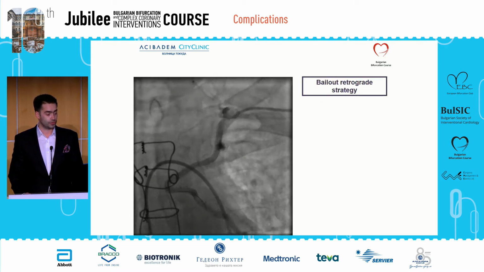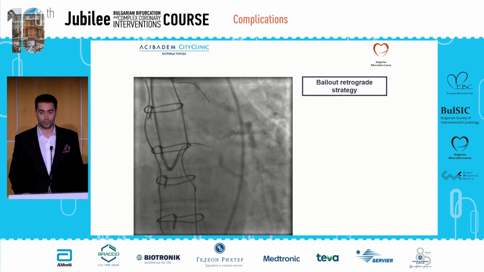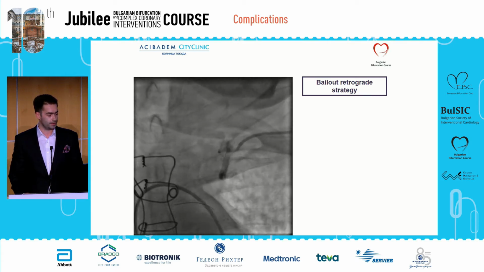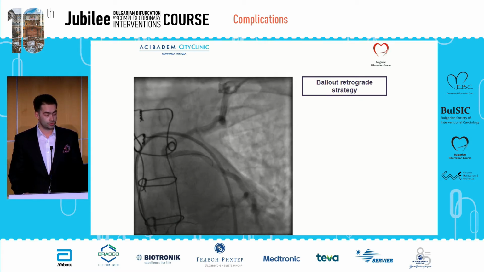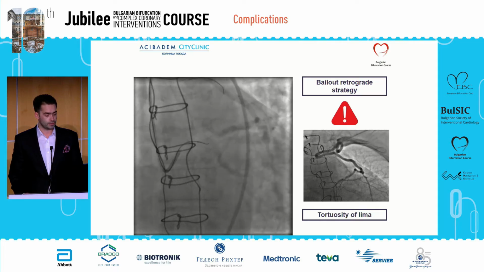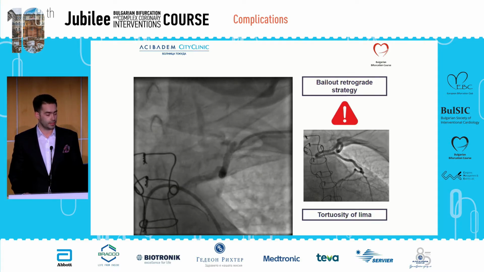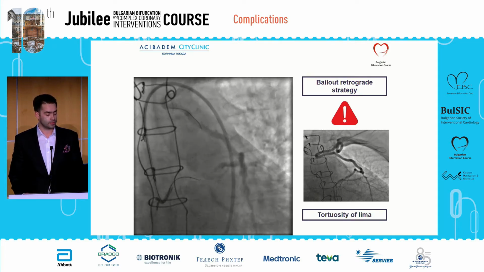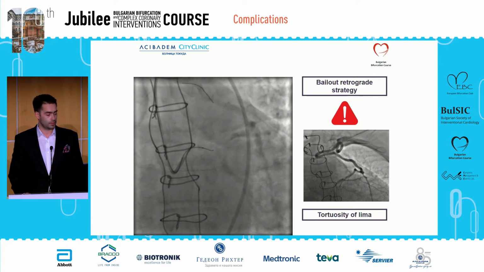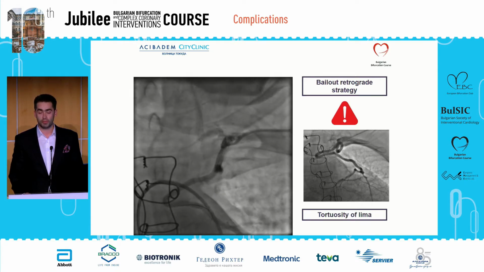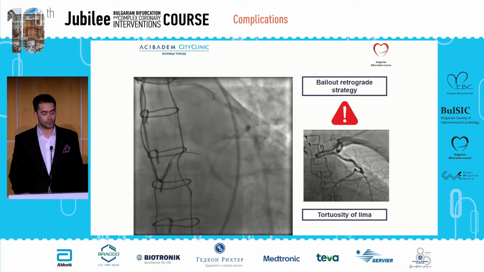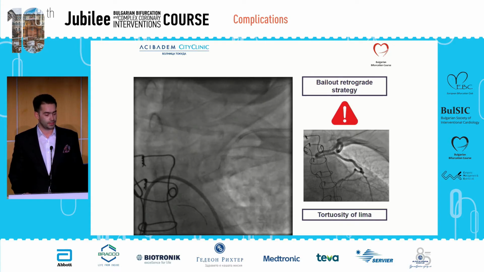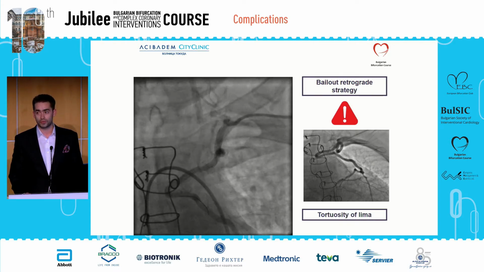Maybe bailout retrograde strategy to restore the flow to the circumflex artery. But there is an issue. This is the tortuosity of the mammaria, and some concern to have low flow in the mammaria when we cross with a balloon or microcatheter. This is the problem. This would be a disaster for the patient.